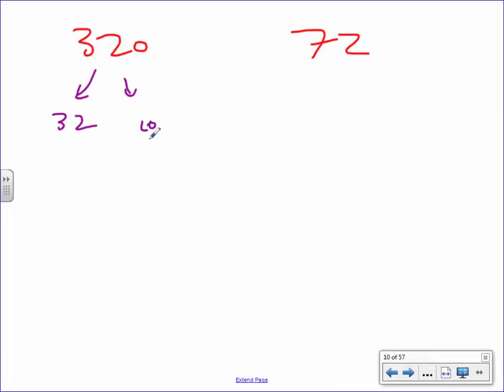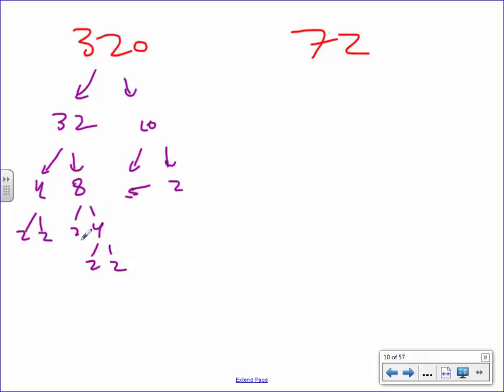320 would be 32 times 10. This would be 4 times 8, 5 times 2. It'll be 2 times 2, 2 times 4. I blitzed through that pretty fast, but can you make your own factor tree? Like, maybe not as fast as I did, but do you know how to make a factor tree? Then on the other side, 72 is 8 times 9, 4 times 2, 2 times 2, 3 times 3.